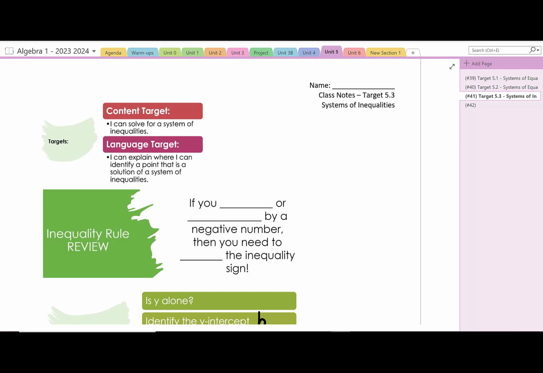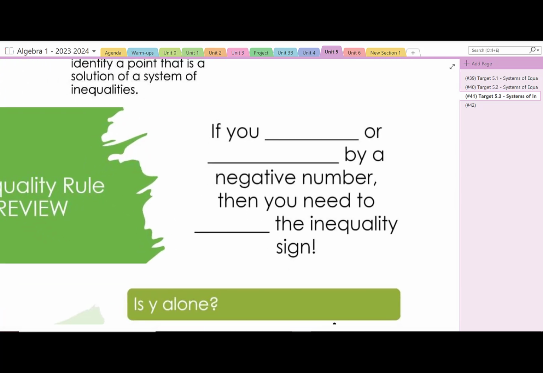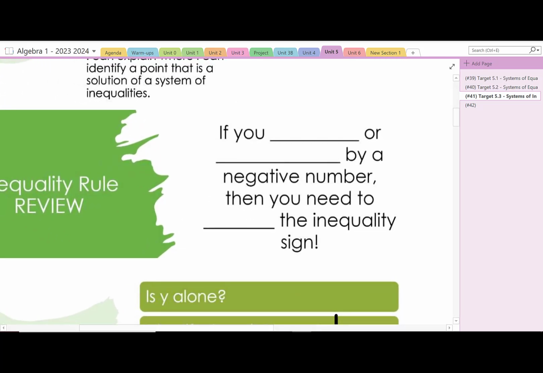Alright guys, this is the video on class notes for target 5.3, packet number 41. And we're going to start right in with the inequality rule. Okay, this is the second time you're learning this, so this is not new. Esta es la segunda vez estás aprendiendo este. So if you multiply or divide by a negative number, then you need to flip the inequality sign.